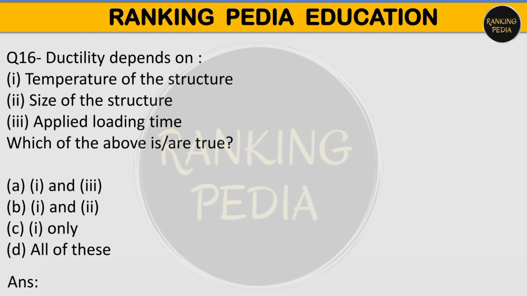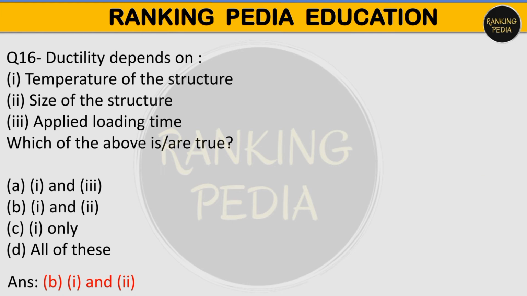Next question is, ductility depends on, your options are temperature of the structure, size of the structure or applied loading time. So you have to determine on which factor ductility actually depends. So what is ductility? Ductility is a property of material due to which it can be drawn into wires, and ductility depends upon temperature and size of the structure. It does not depend upon loading time. So which of the following options is correct? That is, ductility depends upon temperature of the structure and size of the structure. So option number B is correct.